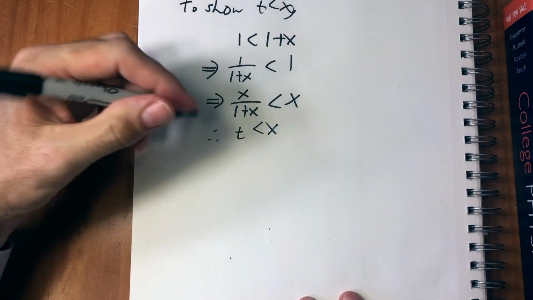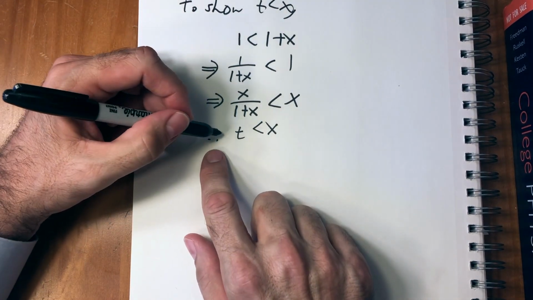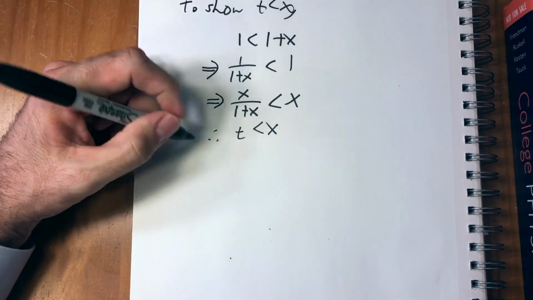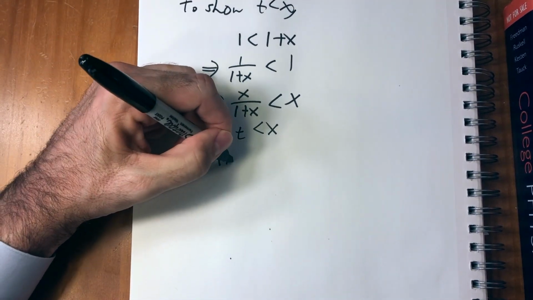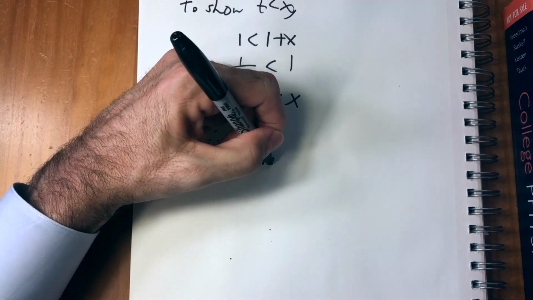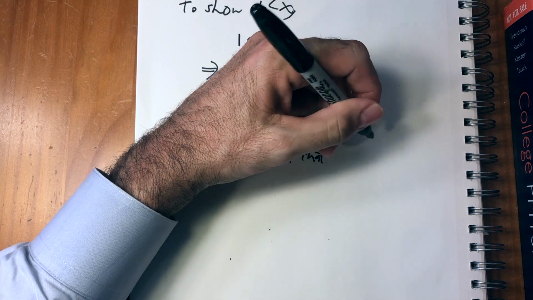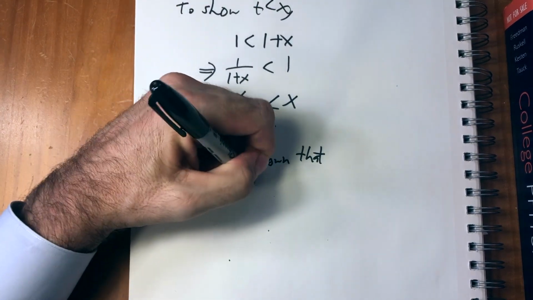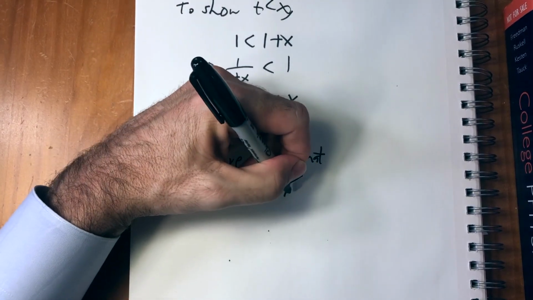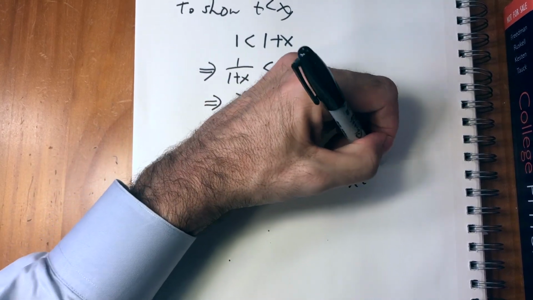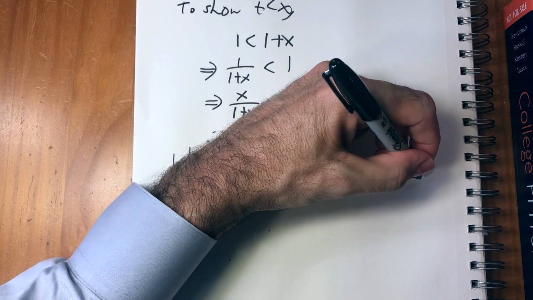So we've shown, on the last page we showed that t to the n is less than t. Here we showed that t is less than x. So we've shown that if t equals x over 1 plus x, then t to the n is less than or equal to t is less than x.